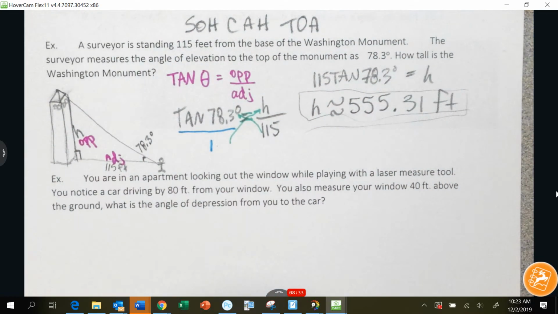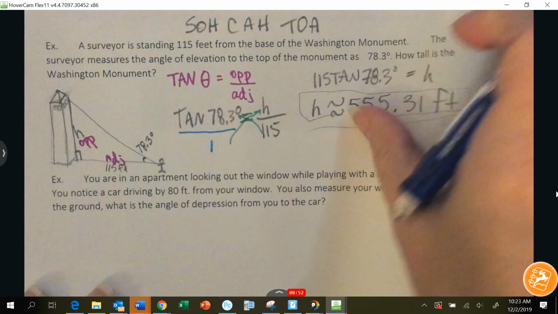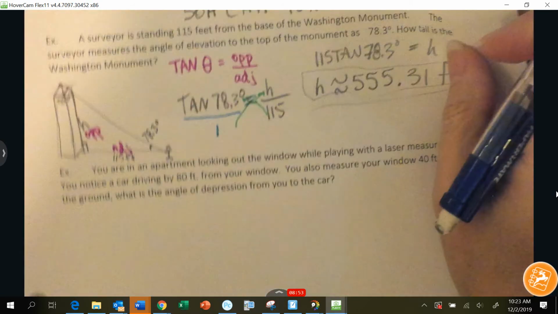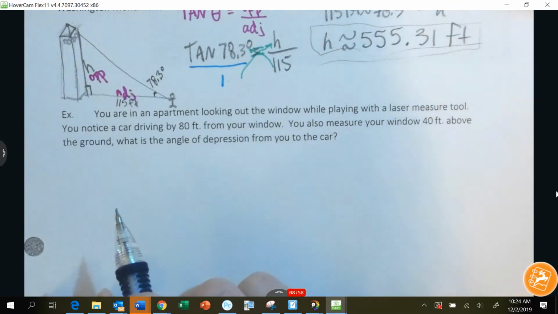All right, next one. You are in an apartment looking out the window while playing with your laser measure tool. You notice a car driving by 80 feet from your window. You also measure your window 40 feet above the ground. What is the angle of depression from you to the car? Because these are things you just wonder about.